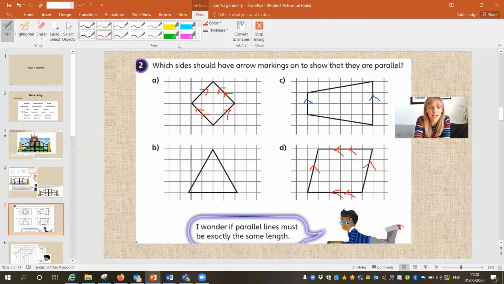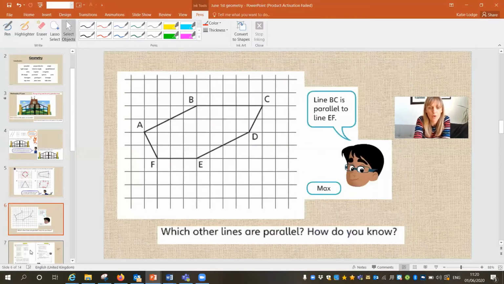Okay, so let's have a little look at the next slide, if I can find my mouse now. All right, now, this here can be a little bit more confusing. It says line BC is parallel to line EF. So what I'm going to use this time is my highlighter pen. So I know which line BC is, I'm going to highlight it. BC is basically the line between B and C. And the line between F and E are parallel. Can you see that's a bit more obvious now, isn't it?